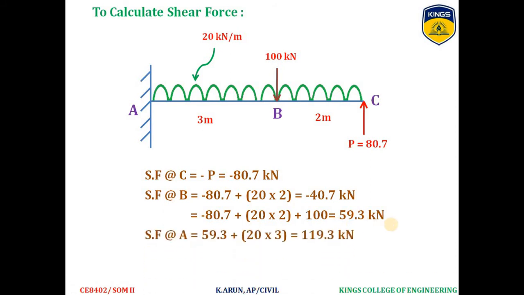Next, shear force at A is to be calculated. So at the point B, I am having 59.3 kilonewton. The balance there is 3 meter. So 20 kilonewton per meter multiplied by 3 gives the value of the shear force at A.